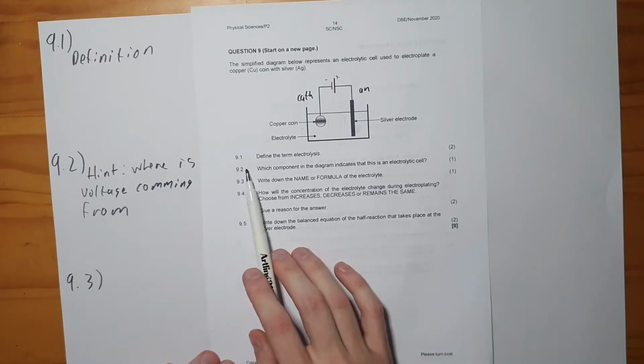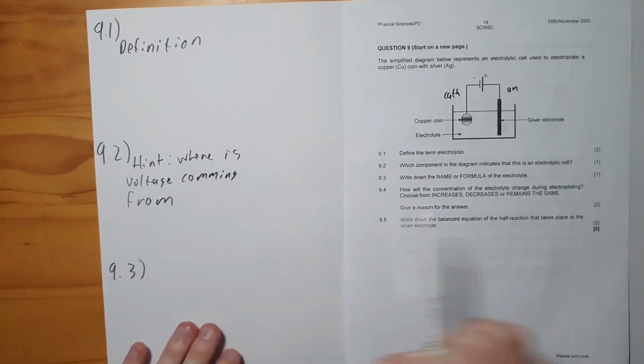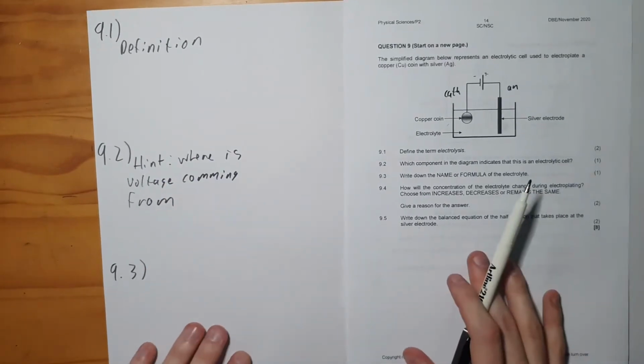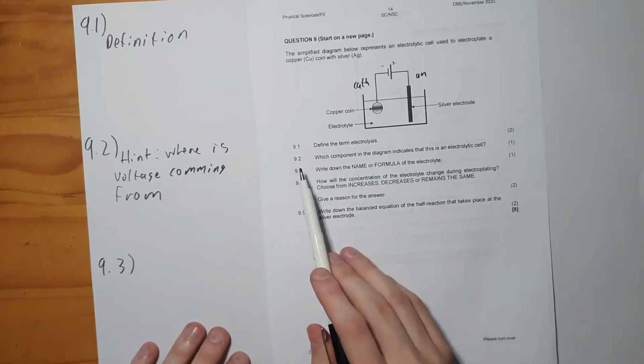Now 9.1 says define the term electrolysis. That's one of your definitions, which you can go and look up in your definition list and write down word for word. I'm going to be starting with 9.2.